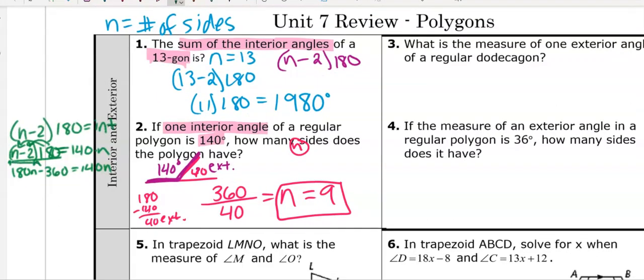So we'd have 180n minus 360 equals 140n. So we would subtract the 180n. And we'd have negative 360 equals negative 40n. And then divide by negative 40 to get our 9.